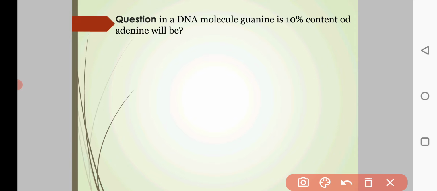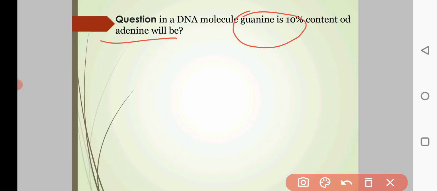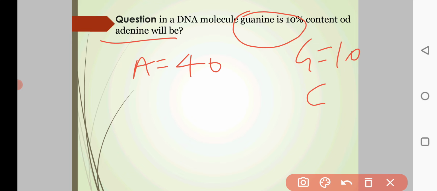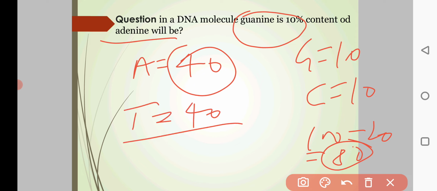So in this manner we can calculate the percentage of other nitrogenous bases if we have the percentage of one nitrogenous base. So here our answer will be adenine will be 40%, because guanine is 10%. That's why cytosine will be 10%, and then 100 minus 20 will be 80%. So in this 80%, 40% adenine will be there and 40% thymine will be there.